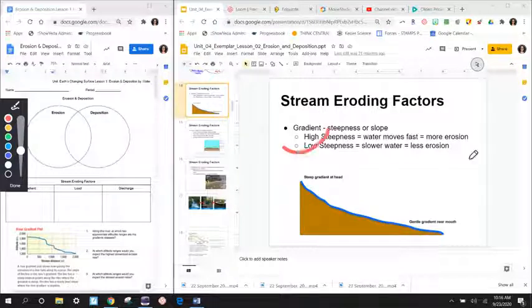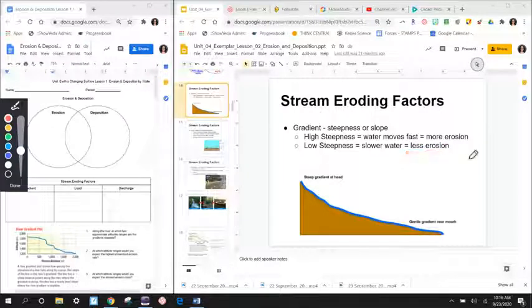And I would put these bullet points here in this box right here. So gradient. Gradient is the steepness or the slope. When it's very steep or there is a large steepness, the water moves fast, and that means there's more erosion. When there's not a very steep area, the water is going to move slow and there is less erosion. So right here is your steep gradient, so that would be more erosion. And down here is your gentle or not very steep, and that is less erosion.